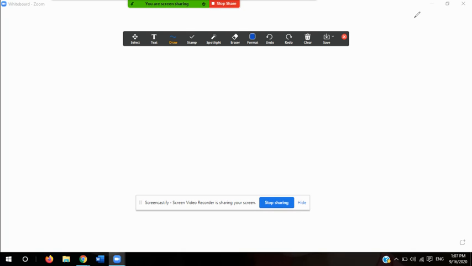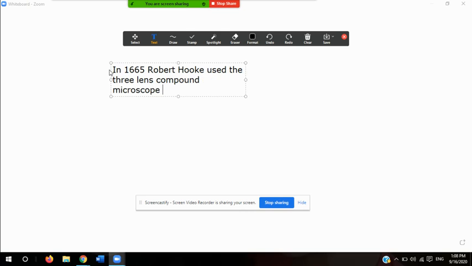And what I want to start with is a couple of dates. In your book, it says that in 1665, Robert Hooke used the three-lens compound microscope to examine thin slices of cork.